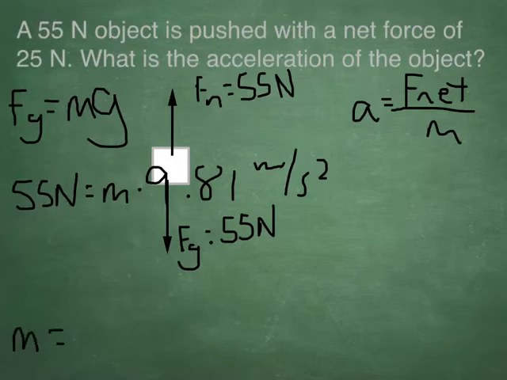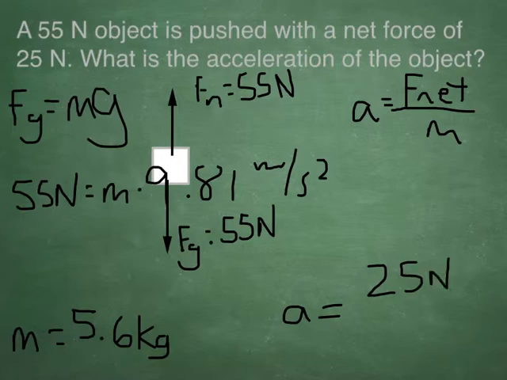If we divide both sides by 9.81, we get a mass calculated at 5.6 kilograms. That value can now go into our second law calculation, and we can do our final figuring here. The acceleration is equal to the net force given to us in the problem as 25 newtons, divided by the mass we just determined as 5.6 kilograms.